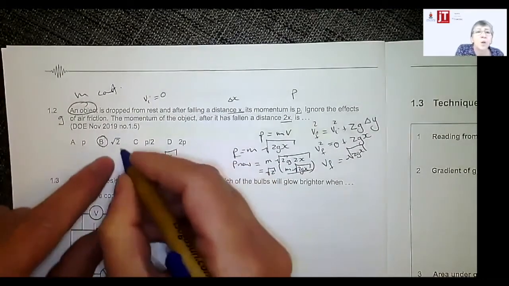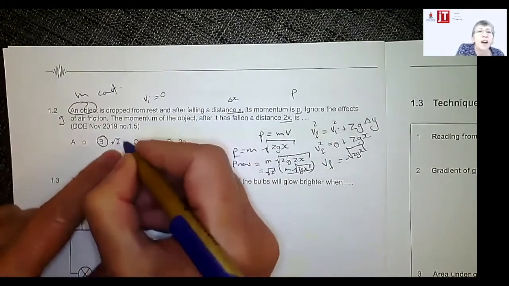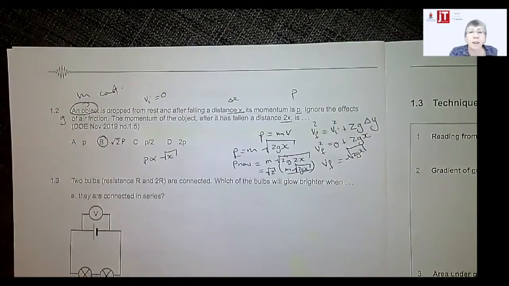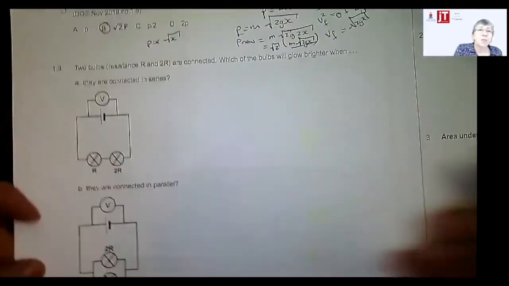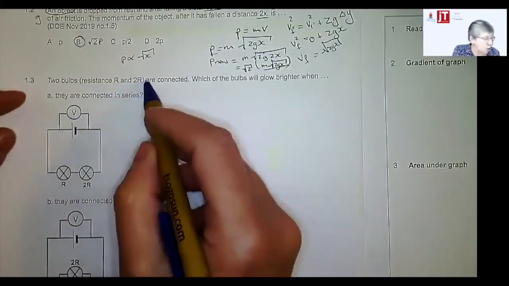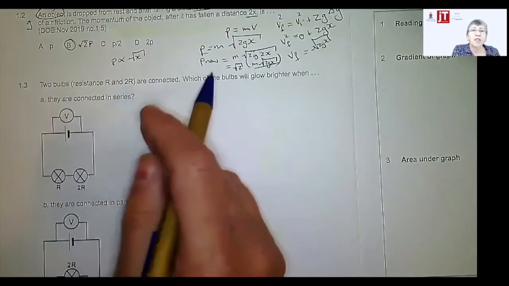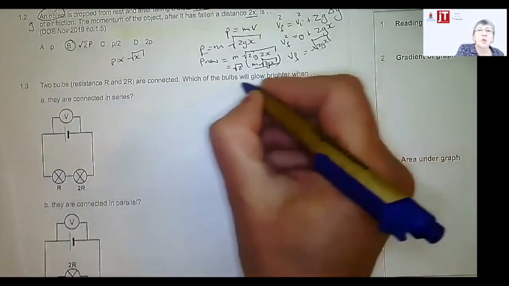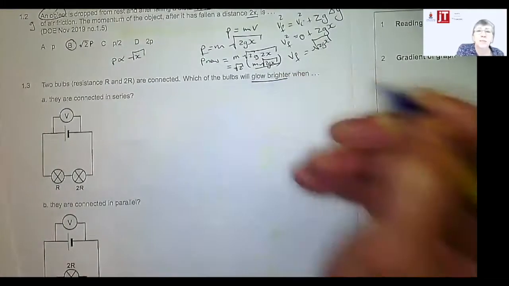Now, what happened to the P? The P should be somewhere there. Okay, right, next one. Two bulbs, R and 2R. Now, this is a very interesting question. They're asking you which bulb will glow brighter.